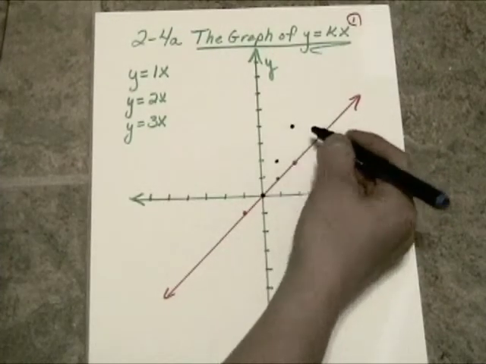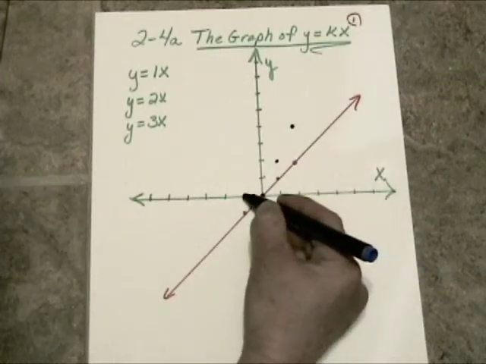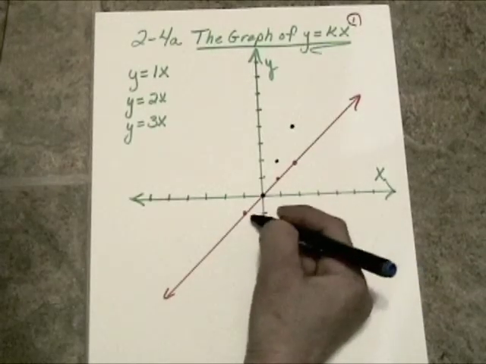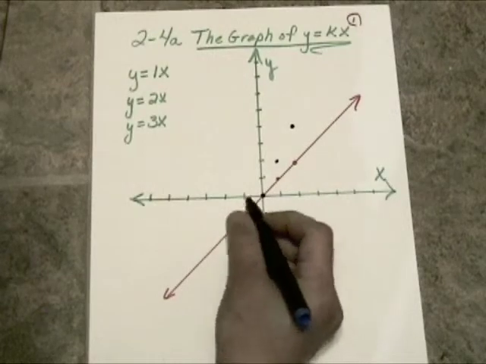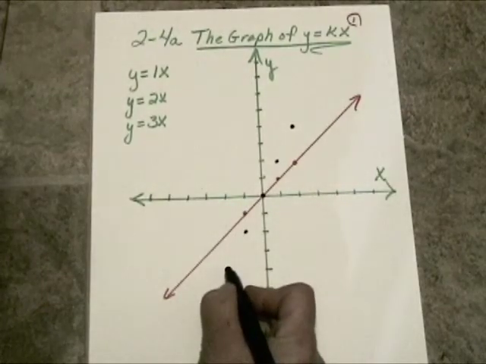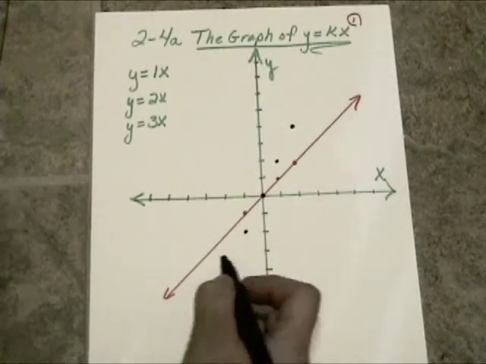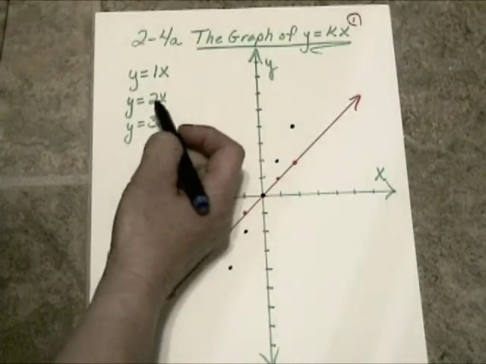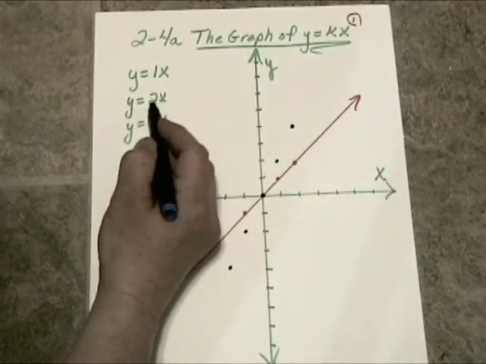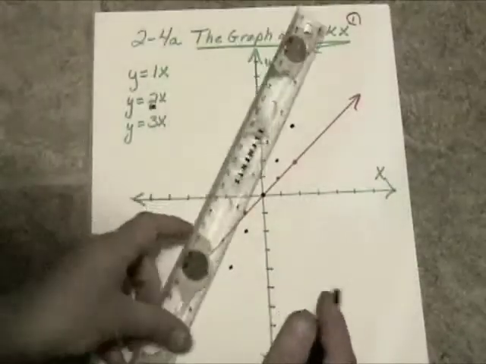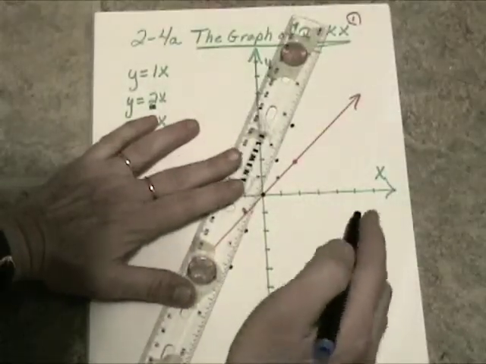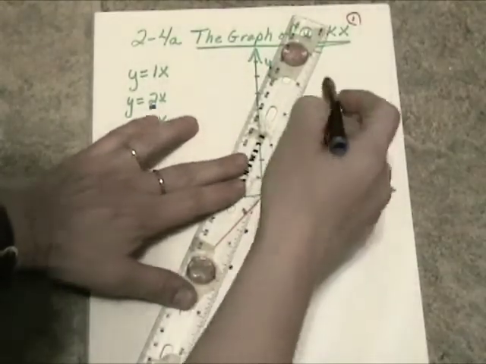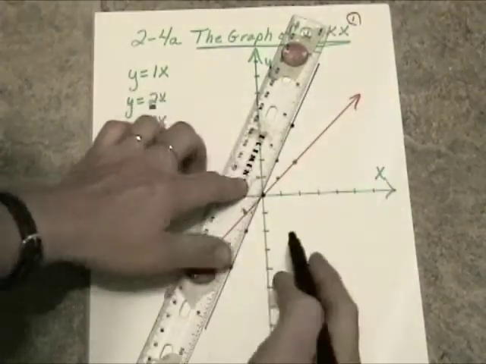Okay, what if we go into the negatives? Negative 1 times 2 is negative 2, and negative 2 times 2 is negative 4. So you can see that changing the constant of variation makes a steeper line. It's still going uphill, but it's definitely steeper.